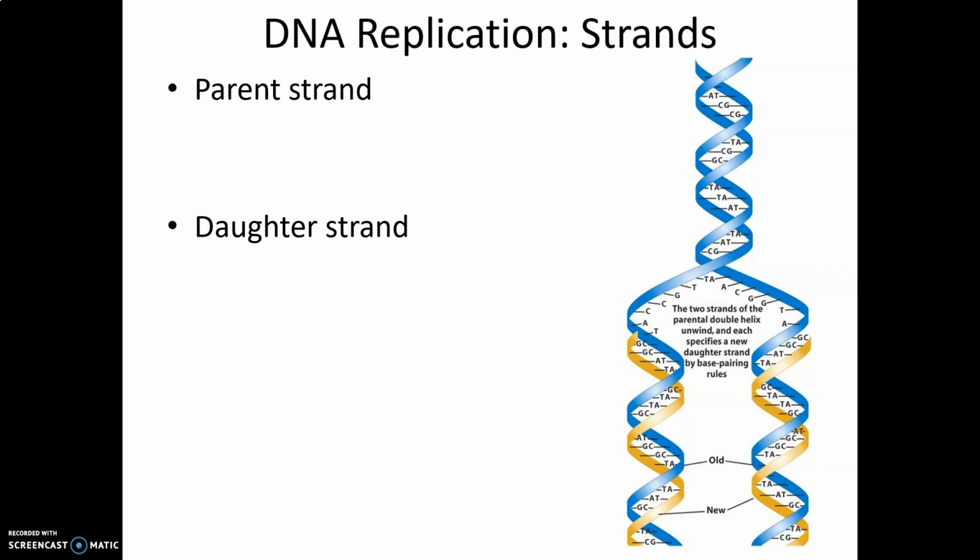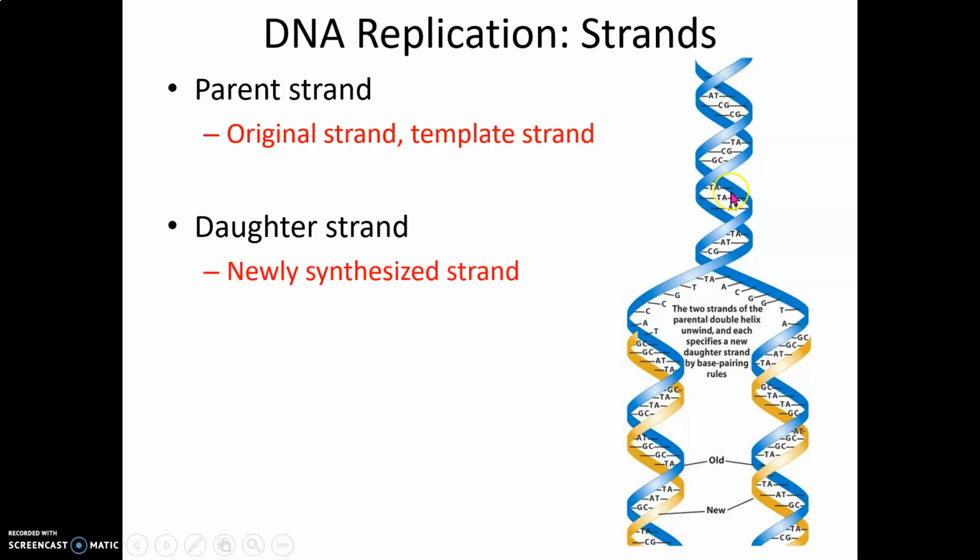So there is a parent strand and a daughter strand. This parent strand is the original. So here is the strand that you see in blue. This is the strand in the original molecule of DNA. It serves as the template strand. So once we start to pull this DNA apart, one strand serves as a template for one daughter, and the other strand serves as a template for the other daughter. So the daughter strands are the newly synthesized strands.